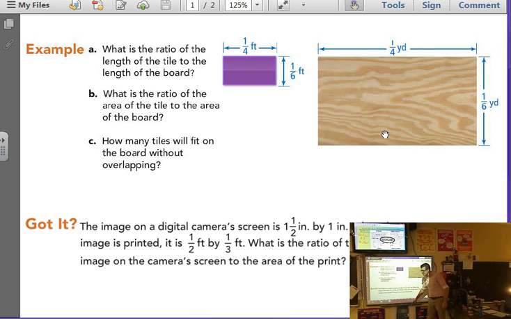Now, is it easier to go from feet to yards or from yards to feet? Yards to feet, it's easier to go to the smaller unit. So we need to convert our 1/4 of a yard and 1/6 of a yard to feet.